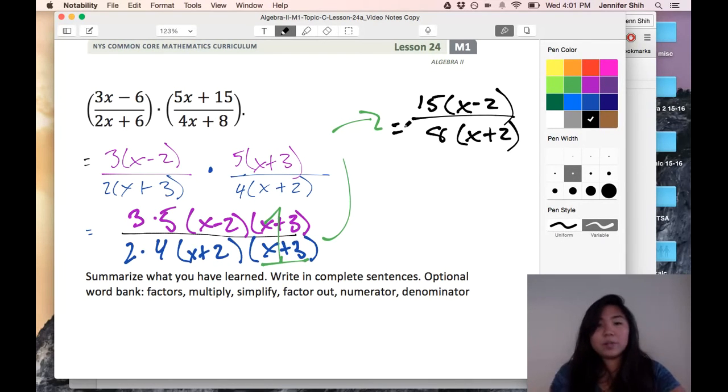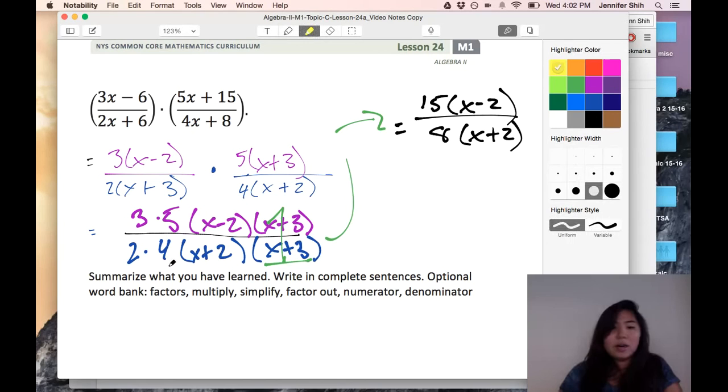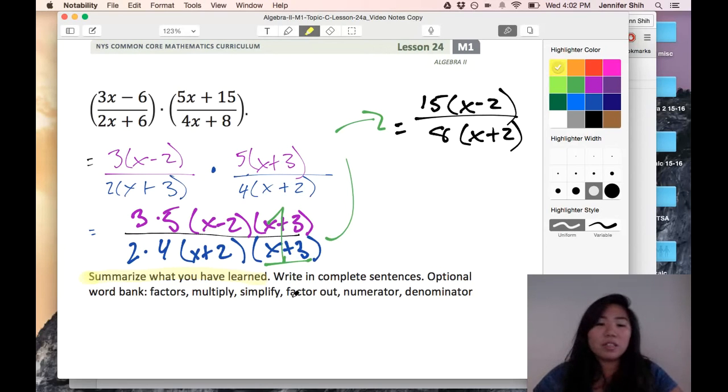And there's my answer. Now, the last thing you are going to do is you are going to summarize what you've learned, and you are going to write in complete sentences. Now, words that you can use in your summary are factors, multiply, simplify, factor out, numerator, denominator. Have fun with it, write a couple sentences, and then we are going to share tomorrow in class.